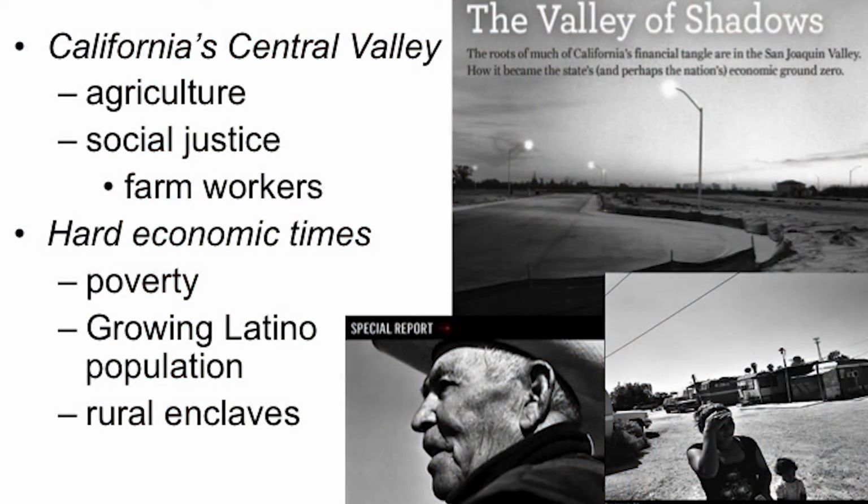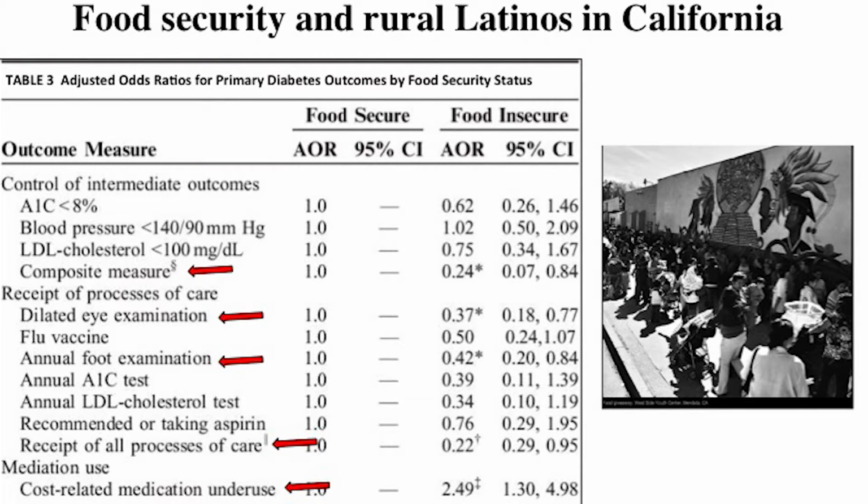So this is the valley. At the time when I did it, the recession had just hit, so there was a lot of poverty going on, and it was a bad time to do the research because there were the highest rates of food insecurity in the state. And so food insecurity, why is it important?